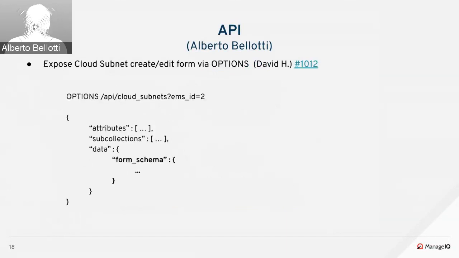Okay, and finally, David enhanced the options for cloud subnets. So for an individual provider, shown here with the EMS ID parameter, you get back the create and edit form. That's available. That can be done via the UI for that. And that's it for the API.